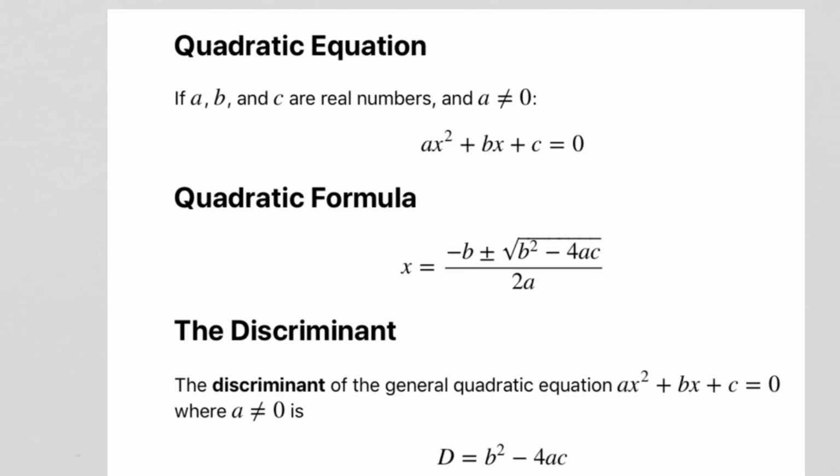The quadratic equation: the general form for a polynomial is ax squared plus bx plus c equals 0. Now the quadratic formula is used for finding zeros of harder polynomials.